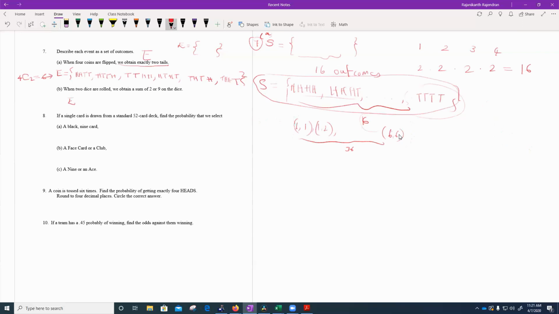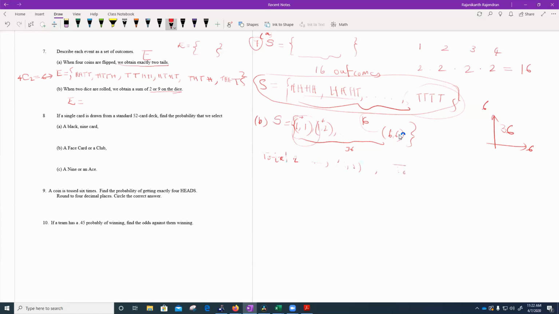What is my event E here? When 2 dice are rolled, we obtain the sum. The total should be 2 or 9, right? Remember, you need to add these two numbers to find the total. To get the total 2, what are the possible outcomes? When you add two numbers, you should get 2. I have only one possibility, which is 1, 1.